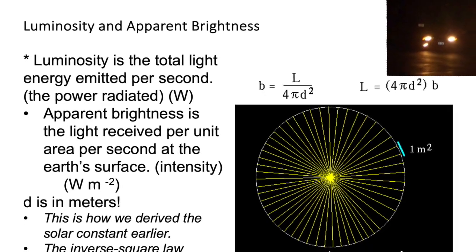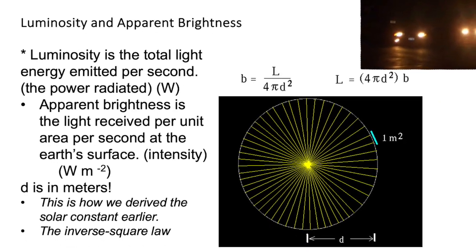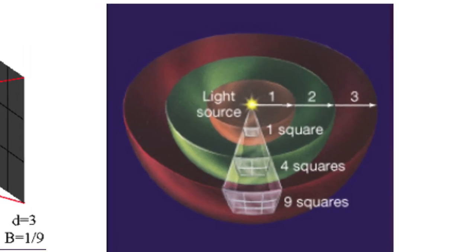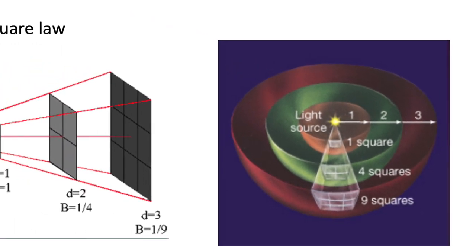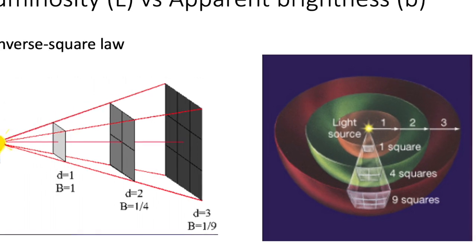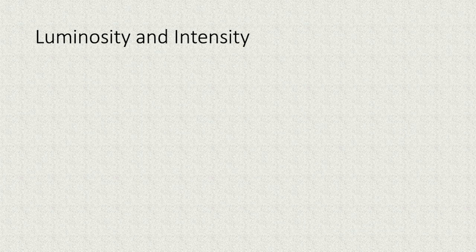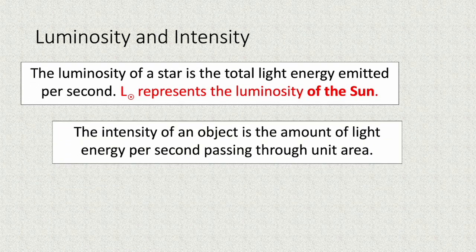The relationship between L and B is given in the data booklet, and it is an application of the Stefan-Boltzmann law. This relationship is an example of the inverse square law, which we encountered while discussing fields when we learned about the gravitational and electric forces. Here's a summary of the two terms, luminosity and apparent brightness. It is important to note that the symbol shown here represents that of the sun for any term that it is placed next to.